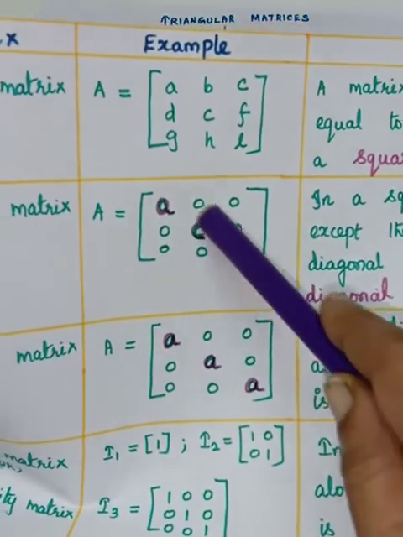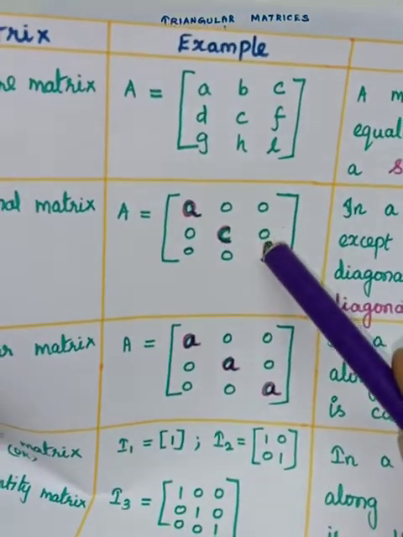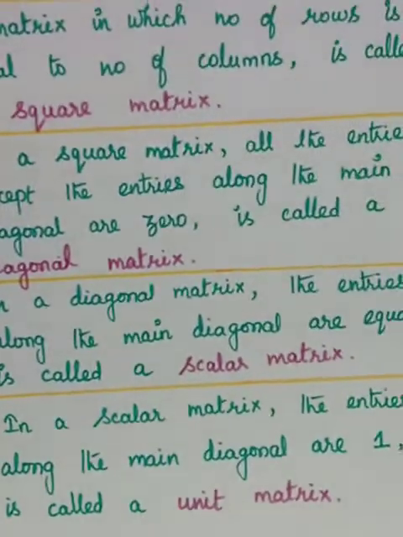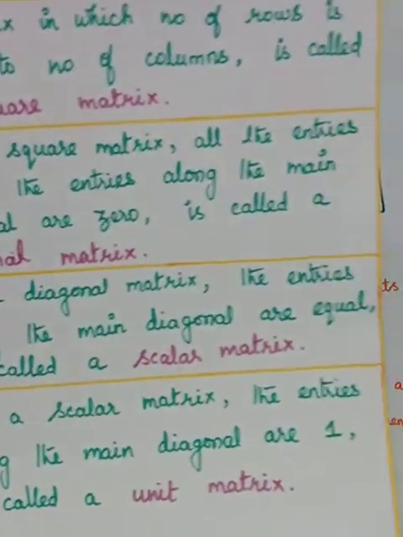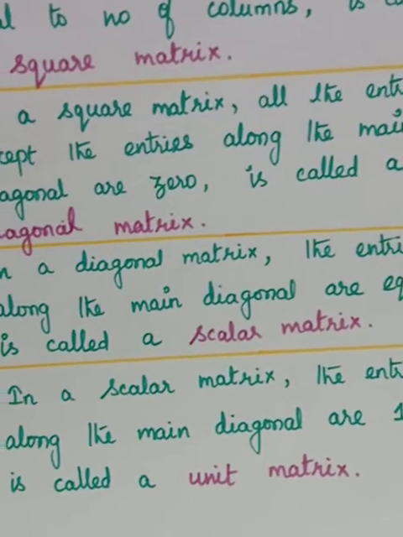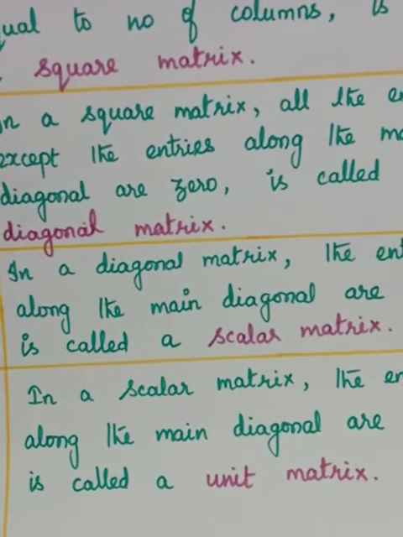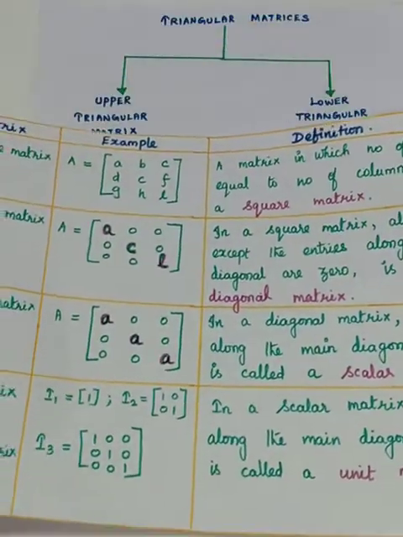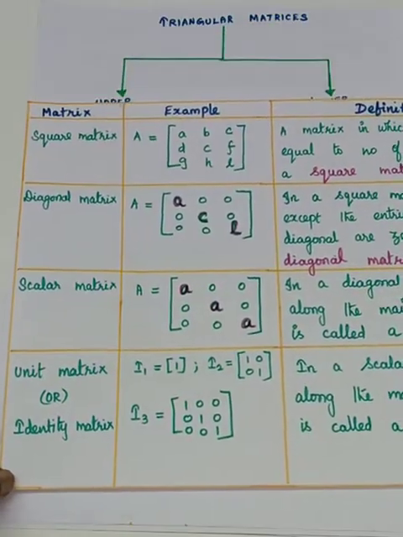So main diagonal elements are there, the remaining elements are 0. See the definition. In a square matrix, all the entries except the entries along the main diagonal are 0, it is called a diagonal matrix. Okay, next one we are coming to the scalar matrix.